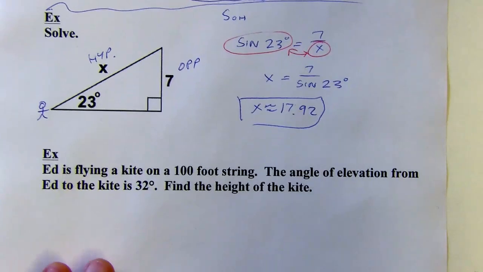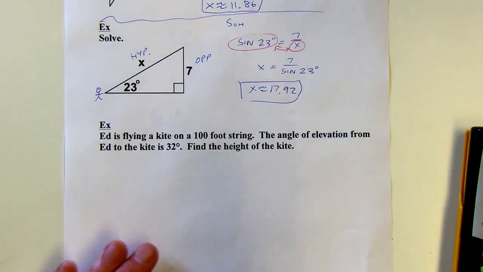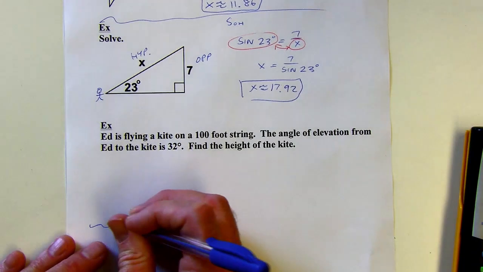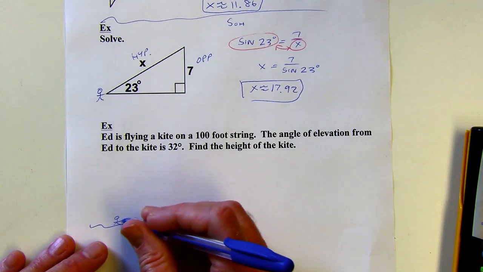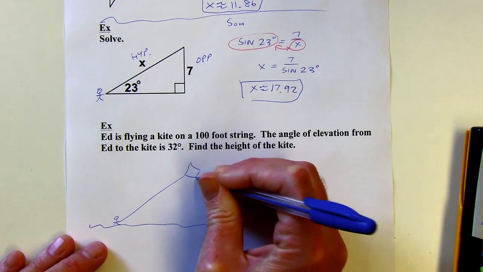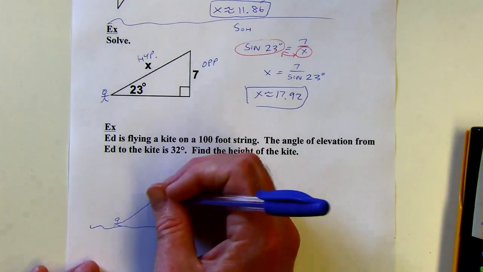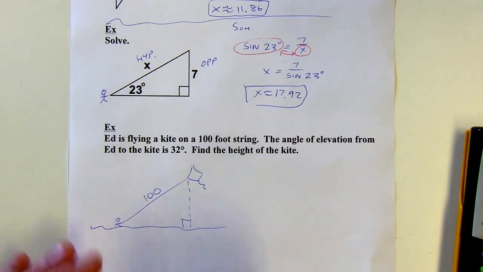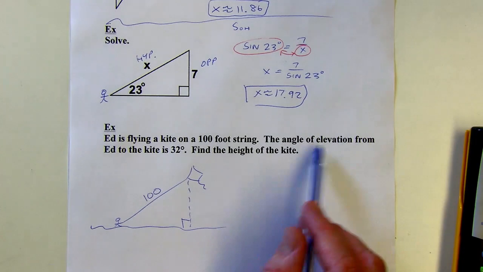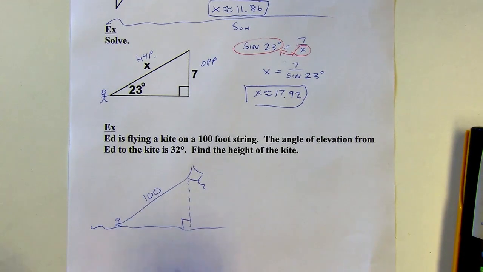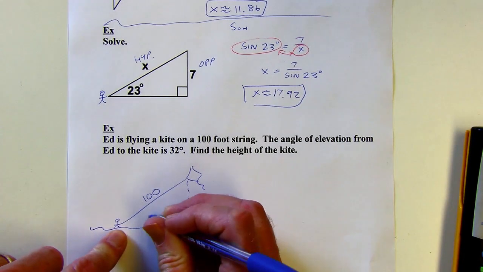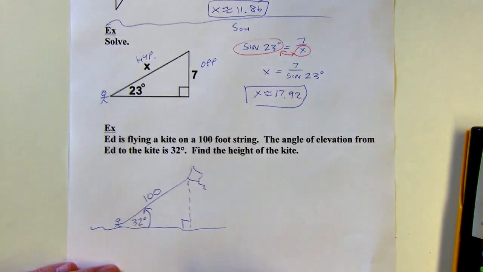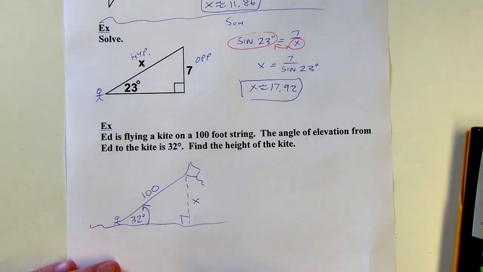So Ed is flying a kite on a 100-foot string. Let's draw a picture. All right, here's Ed, and here's the kite on a string. The string is 100 feet. And then it says the angle of elevation from Ed to the kite is 32 degrees. So if you think about Ed looking up towards the kite, you would have to look up at a 32-degree angle, okay? And then we're asked for the height of the kite. That would go right there.